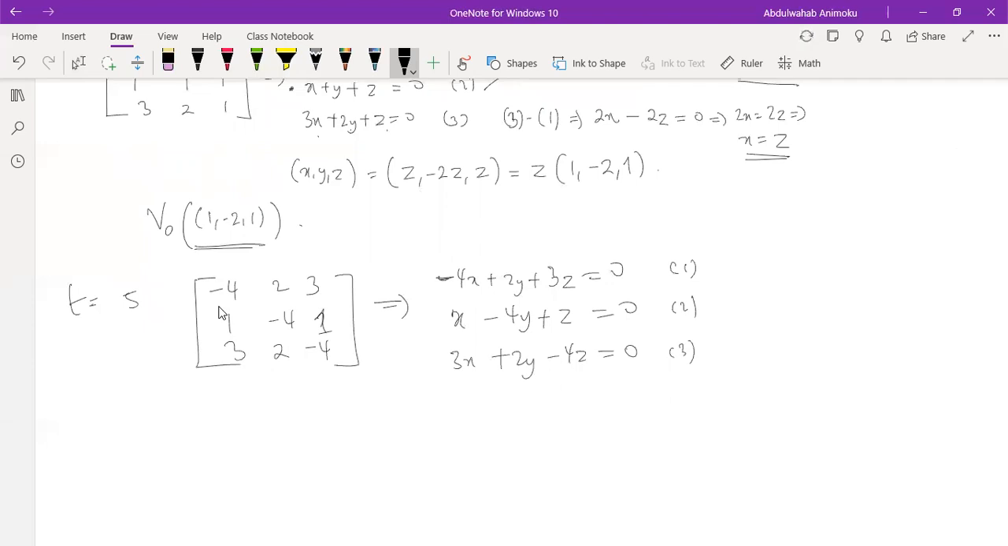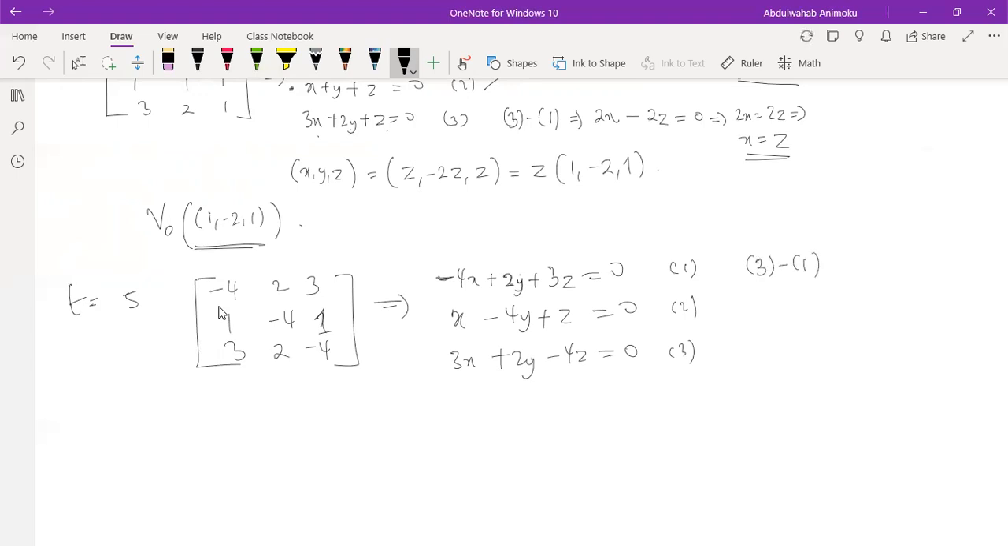Again, we look at how to eliminate some of the variables. And I think we can be very smart about this. So for example, we can eliminate y from equation 1 and 3 because we have 2y here and 2y here. So what we basically do is subtract both equations. So we subtract equation 1 from 3.